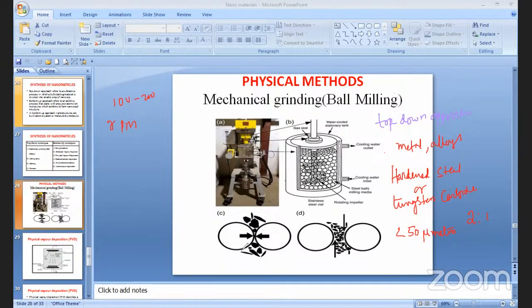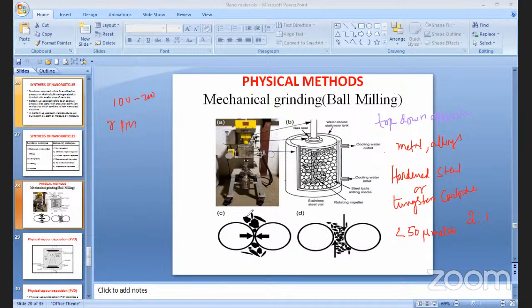the containers will be rotated at high speeds. As I told, maybe around 100 or 200 RPMs or more, that means rotations per minute will be like 200 or 300. Whenever it is rotating on its own axis or some central axis, these are called planetary ball mills. Heavy milling balls increase the impact energy on collision.